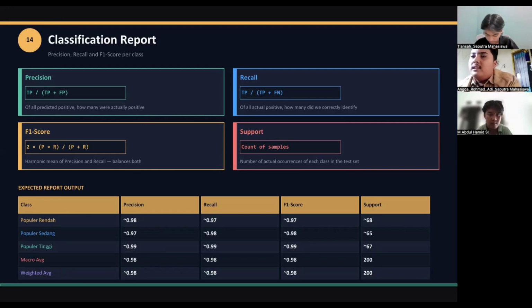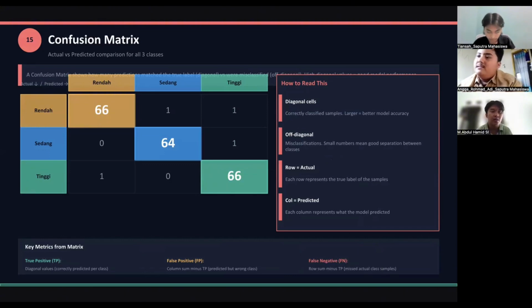The next slide. Confusion matrix. The confusion matrix compares actual labels with predicted labels. Most predictions are located on the diagonal cells, meaning they were classified correctly. Only a few predictions were misclassified. This indicates strong classification performance.